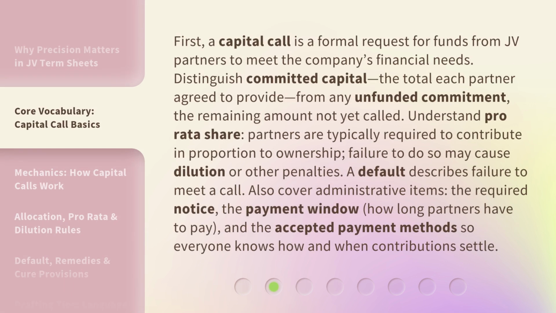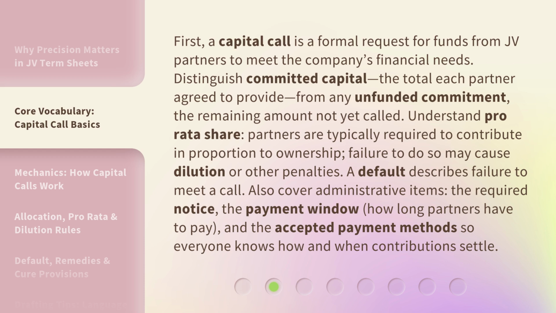First, a capital call is a formal request for funds from JV partners to meet the company's financial needs. Distinguish committed capital, the total each partner agreed to provide, from any unfunded commitment, the remaining amount not yet called. Understand pro rata share. Partners are typically required to contribute in proportion to ownership. Failure to do so may cause dilution or other penalties.